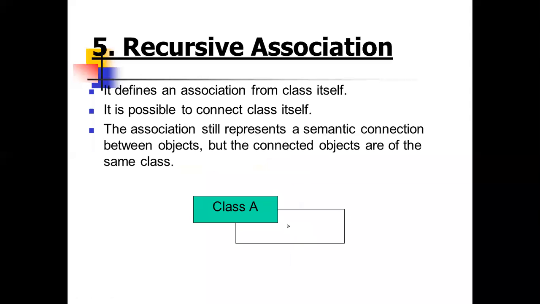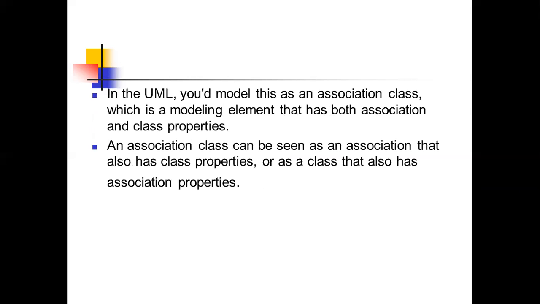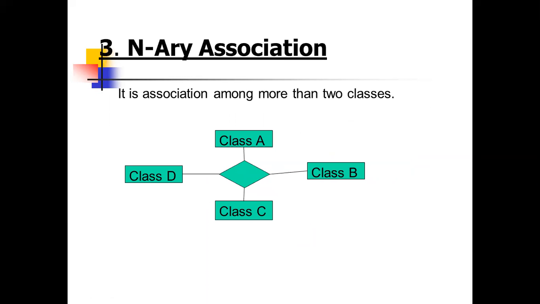Okay, next is recursive association, but first we are remaining with the n-ary association. Here you can see the n-ary association. It is an association among more than two classes, an association between more than two classes. Here you can see class A, class B, class C, and class D all are connected to each other. That means an association between more than two classes. That is an n-ary association.